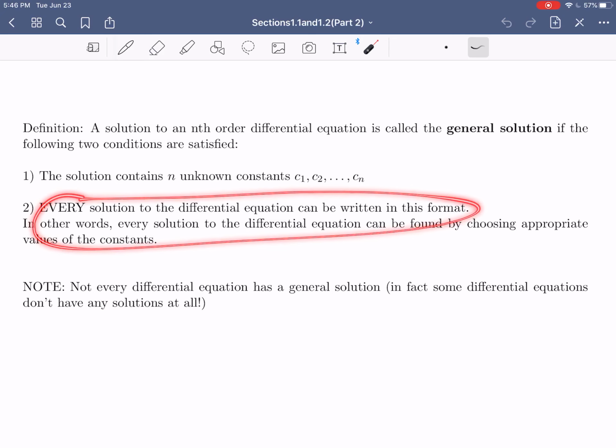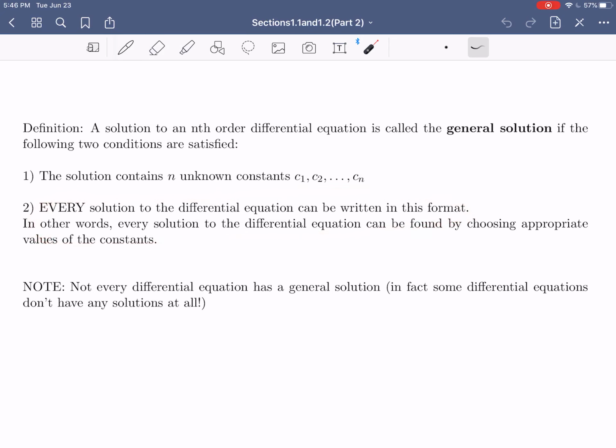Second, which is the much more important part, which is really why it's given the name general solution, is that every solution to the differential equation can be written in this format, meaning that every solution to the differential equation can be written in the format of the thing we're claiming as the general solution.